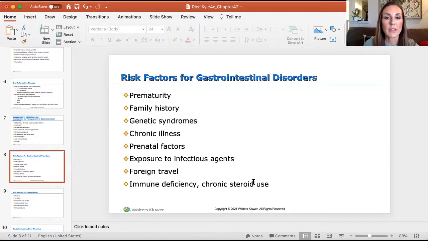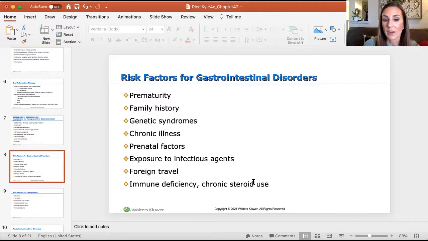All right, so we've got a ton of gastrointestinal disorders that include some risk factors, obviously prematurity, family history, and any genetic syndromes. There are some genetic syndromes like cleft palate that definitely fall under gastrointestinal disorders. Any chronic illnesses, if they've got ulcerative colitis or Crohn's disease. If there were any prenatal factors while the mother was pregnant, if she was on any kind of medications that caused any malformations, any kind of issues for the child itself.